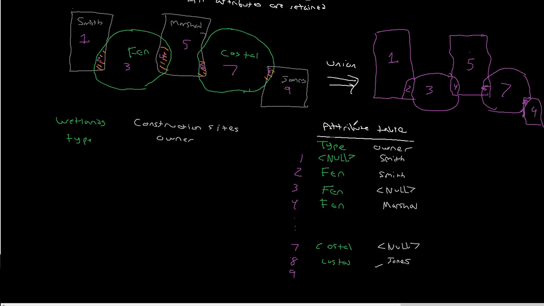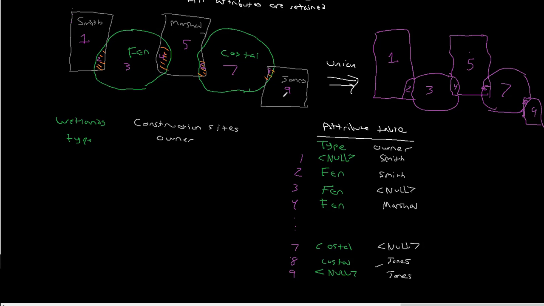And then finally, looking at 9, 9 in the output is the area of Jones that is not overlapped by a wetland. So its owner is going to be Jones, and its attribute type is going to be null. Because again, Jones minus the overlap has no wetland type associated with it. So hopefully this makes sense, this idea of union.